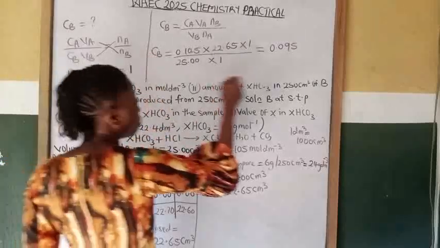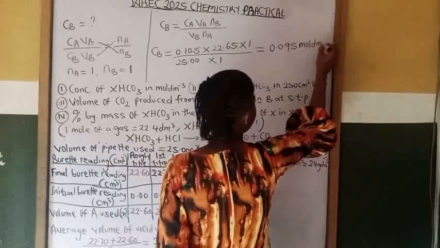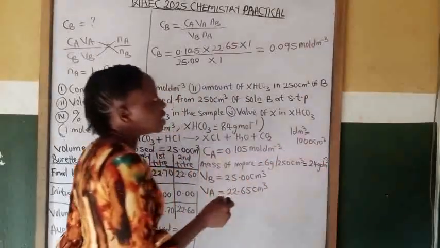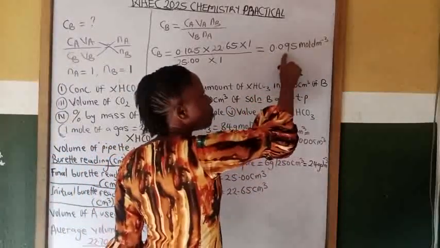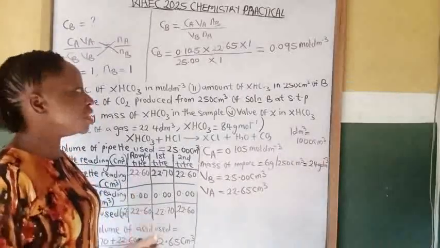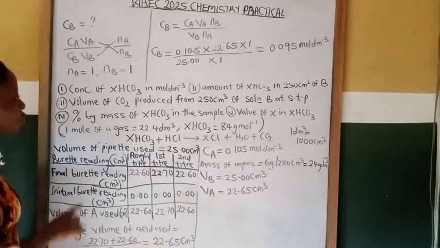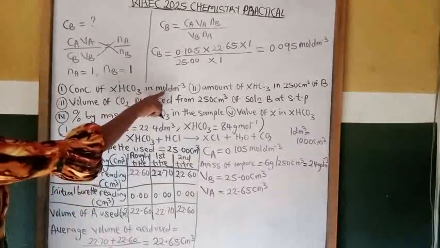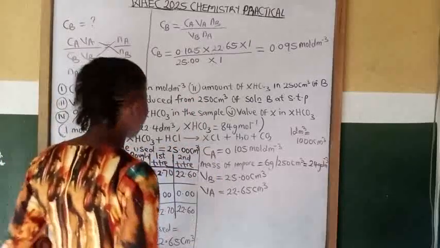Then any molar concentration, C is your molar concentration. Any molar concentration must be in what? In mole per dm cube. If you don't put your unit, there will be no mark for the final stage. No mark for no unit. Then we have solved the first question. So let's move to Roman figure 2, question number 2.